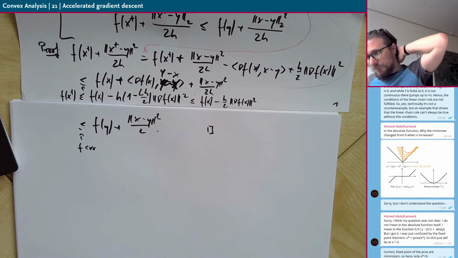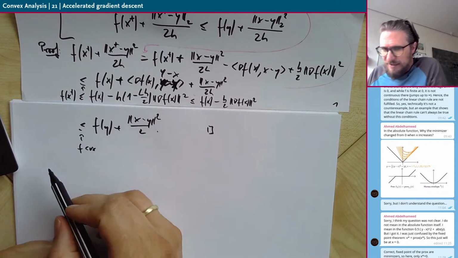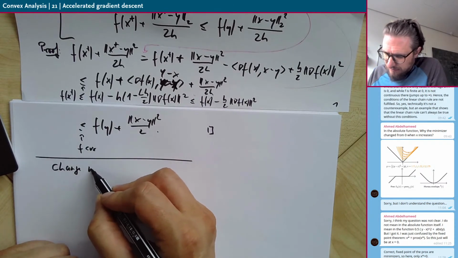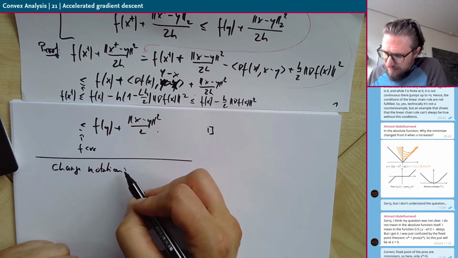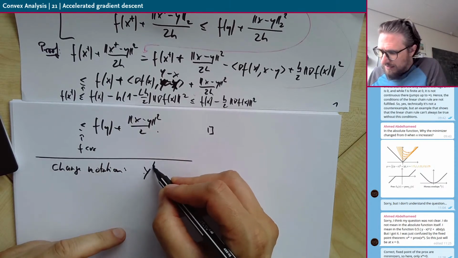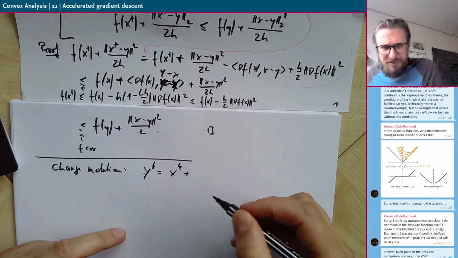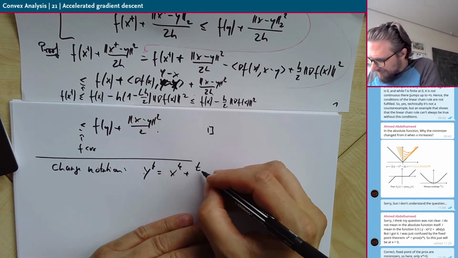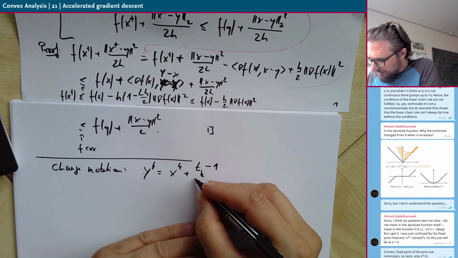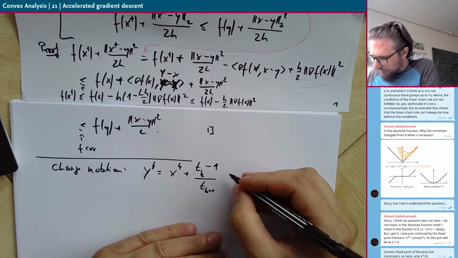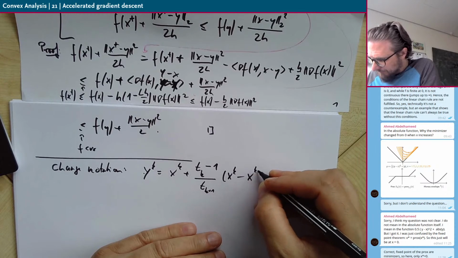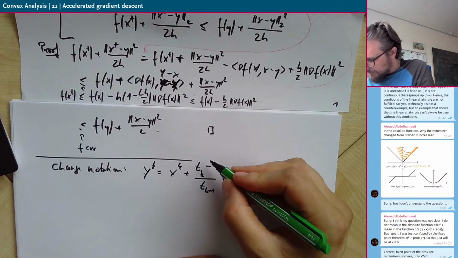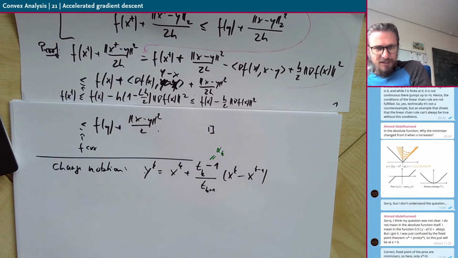Before we do that, we make one slight change in notation. We change notation and write the extrapolation step yk as xk plus a little bit weird quantity, but we'll see that this will play the most important role. We rewrite this alpha k by tk minus 1 divided by tk plus 1. So this here was our alpha k, and this was the extrapolation. And we just write it differently.